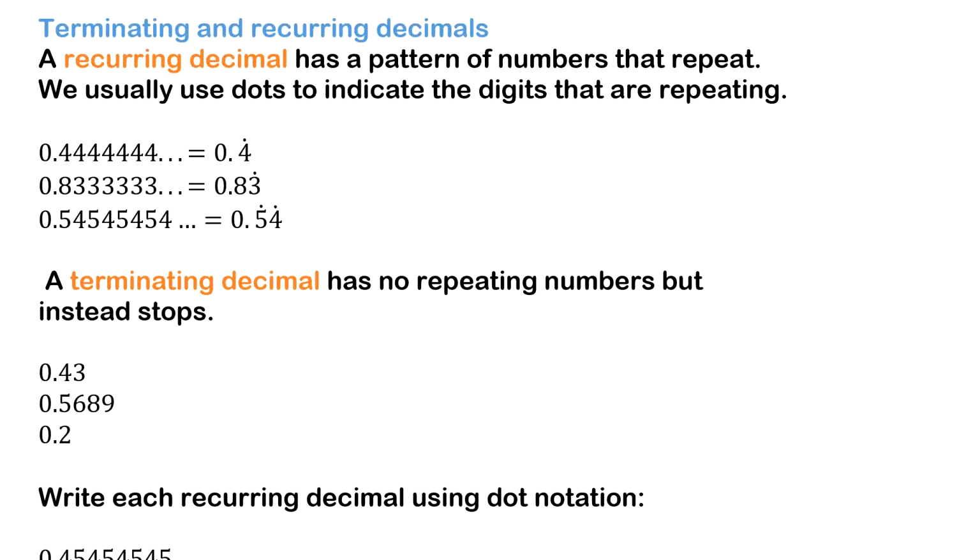Now if we look at the next one, 0.54545454, yep, 5 and 4 are the ones repeating, so we have dots above both of them because they're both repeating. Alternatively, we have something called a terminating decimal. This has no repeating decimals, but instead just stops, hence why it's called terminating. So 0.3 is a terminating decimal, 0.5689, 0.2, these are terminating decimals. They do not repeat themselves over and over.